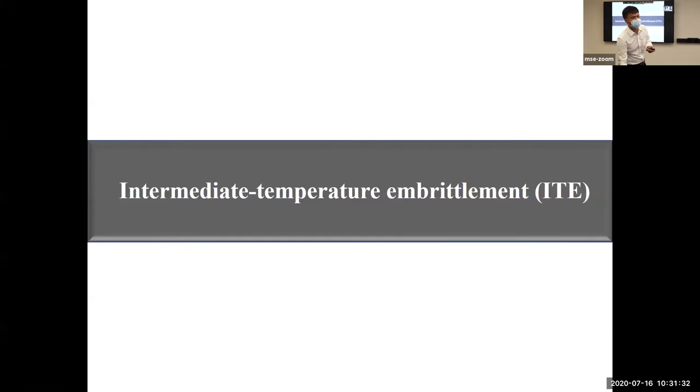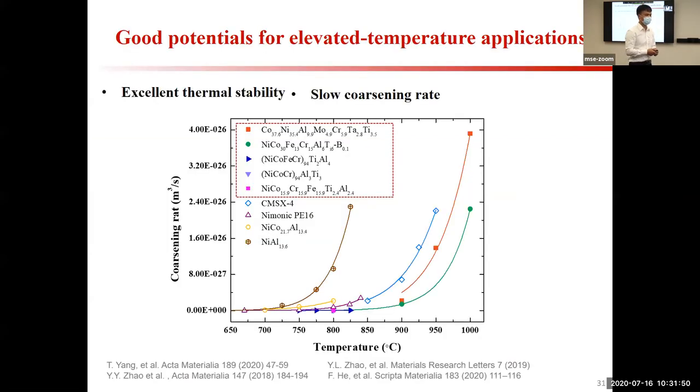And in the next part, I will go to a very serious problem for high temperature application and introduce how we use an innovative design to overcome this problem of intermediate temperature embrittlement. From these slides, we can see that high entropy alloys, and especially nanoparticle strengthened high entropy alloys, show a great potential for high temperature applications in the engineering fields.